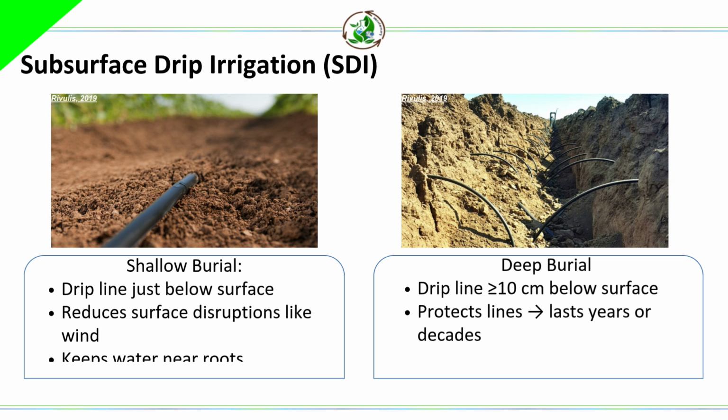Shallow burial: the drip line is placed just below the soil surface. This helps reduce surface disruptions from things like wind or foot traffic, and it keeps water close to plant roots where it's needed most. Both methods aim to deliver water efficiently while protecting the irrigation system, but the choice depends on the crop type, soil, and long-term goals of the farm or garden.